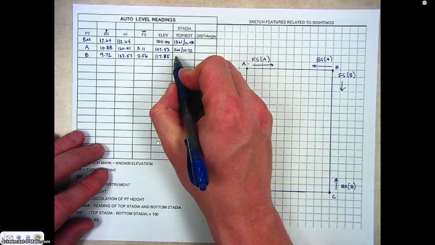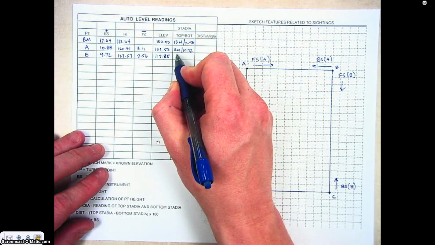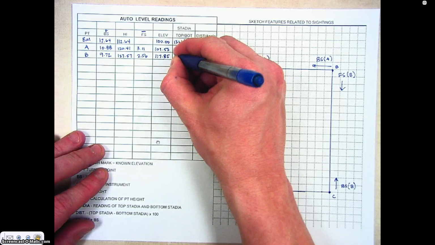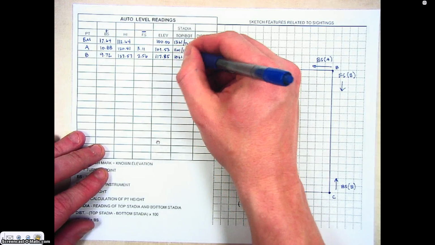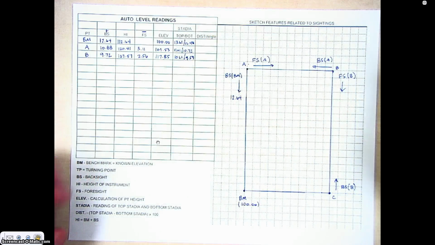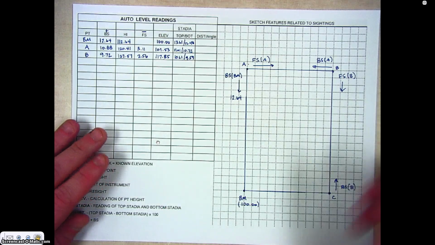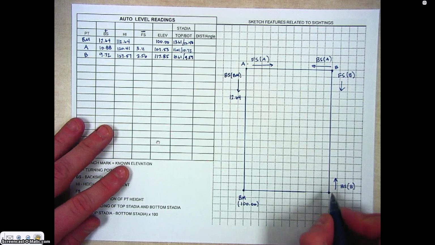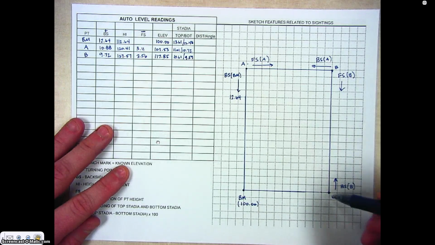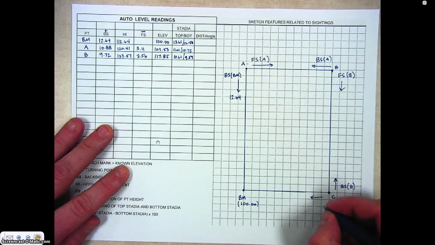We forgot to record our bottom and top stadia for point B, and so we'll go ahead and do that. 10.61 and 9.59. The next step will be to shoot a foresight to point C, and so our instrument's going to be at point C. Our rod is going to be back at our benchmark, which will close our loop for us.